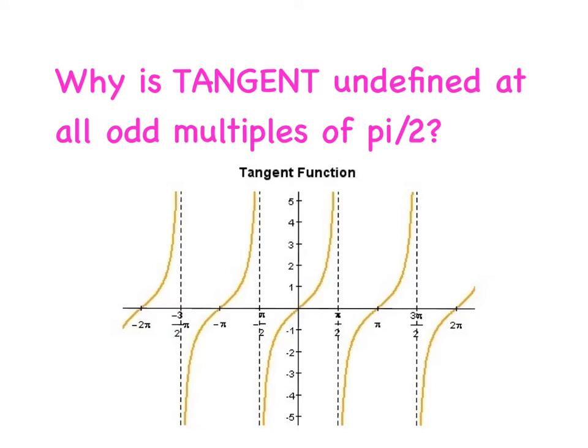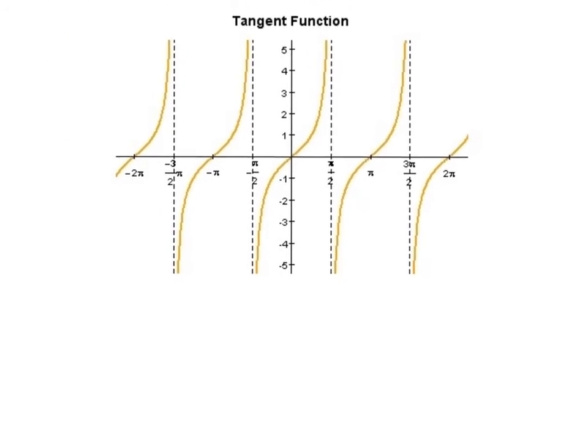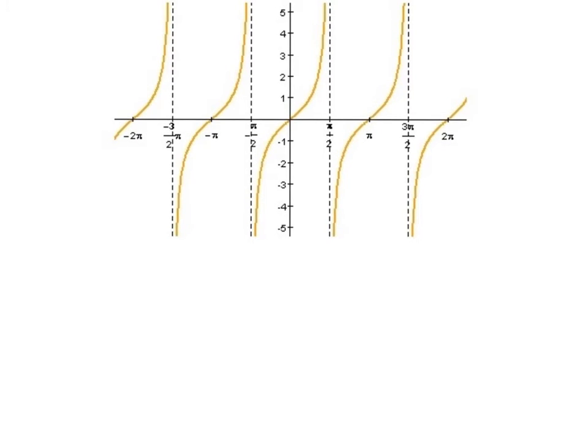So my next question for us is, why is tangent undefined at all odd multiples of pi over 2? This concept of being undefined goes hand in hand with vertical asymptotes. We talked about where the vertical asymptotes are, and that basically represents that tangent's undefined at those moments. So we're going to try to answer that question: why is tangent undefined at all the odd multiples of pi over 2? And it all starts with this.